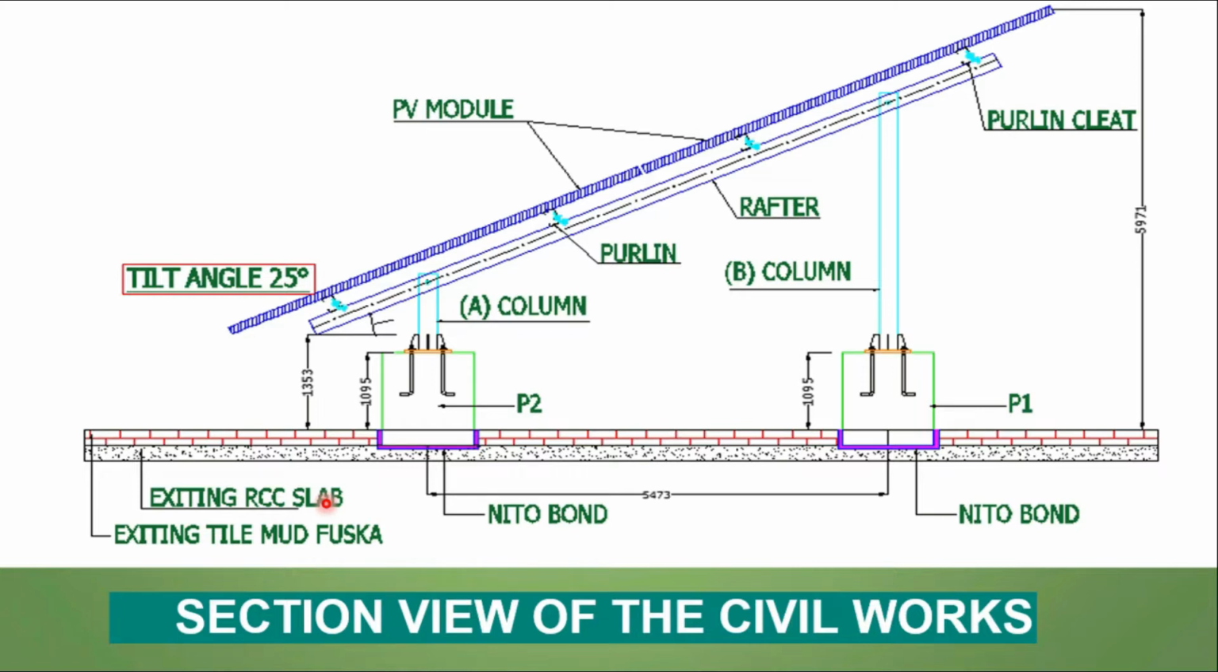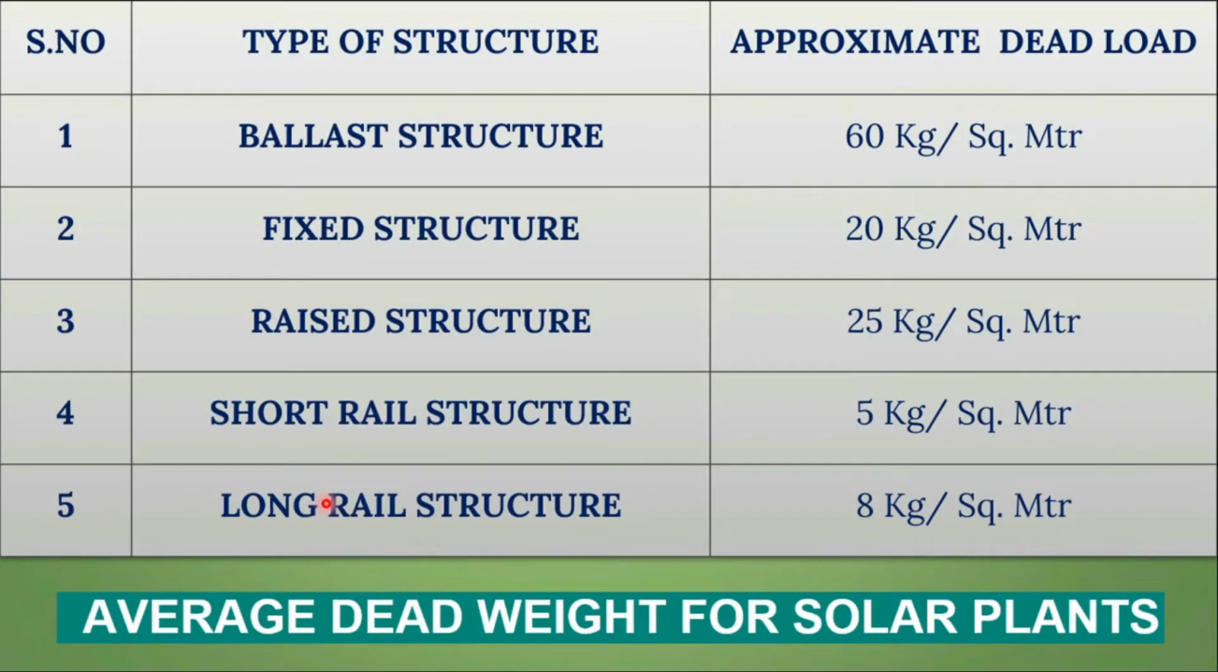The size of the civil foundation depends upon the structural analysis of the solar power plants. The wind pressure, the height of the solar panels are taken into consideration. With the civil work, there comes the calculation of the dead weight also. In this table, the dead weight on the rooftop for the different types of structures is shown.